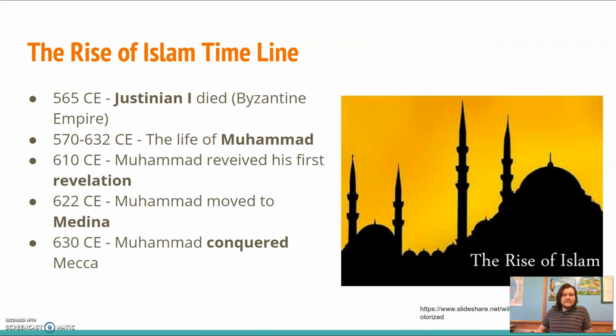Now, let's look at this timeline to put this into perspective a little bit. In 565 CE, Justinian I died. That's from our last lesson with the Byzantine Empire. Just to put it into a little bit of historical context. From 570 to 632, that was the life of Muhammad. 610 CE, that's when Muhammad had his first revelation. 622 is when he moved to Medina, and 630 is when he conquered Mecca. So hopefully you have a little bit better understanding of Islam and what it means for Muslims when they practice their faith.